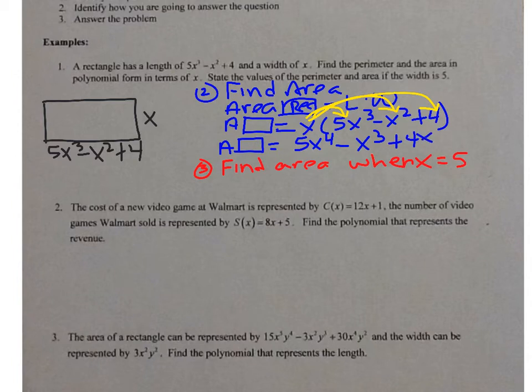Okay, and then we have to find the area when x is 5. So we're going to plug in x is 5. So the area is going to be 5 times 5 to the 4th minus 5 to the 3rd plus 4 times 5. All right, and then you just plug that into your calculator. And we get 3,020.